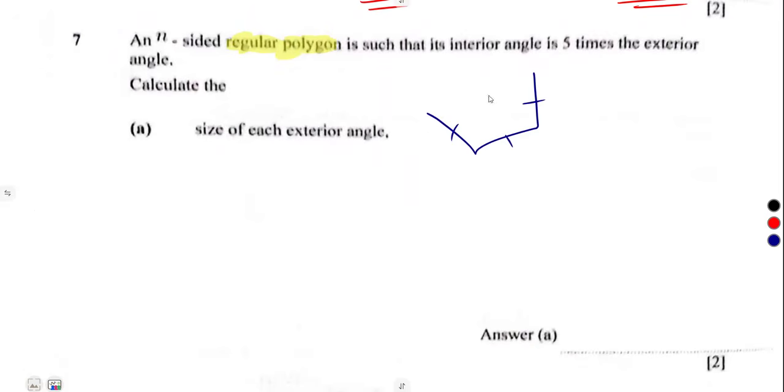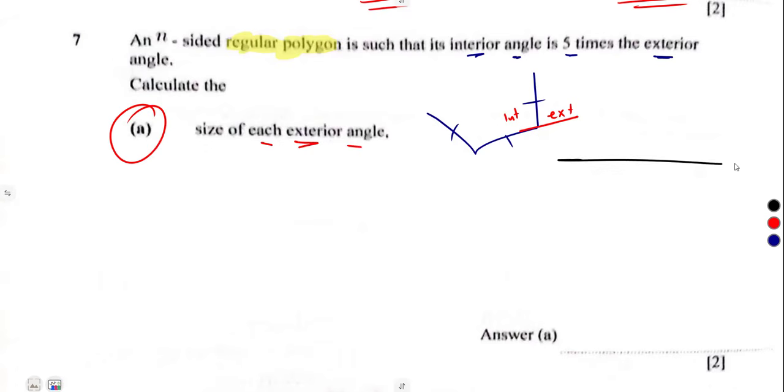So it is such that its interior angle is 5 times the exterior angle. Here they are giving us the relationship between the interior and the exterior angle. Then from there, calculate the size of each exterior angle. Remember, from the interior and exterior angle, this is it.